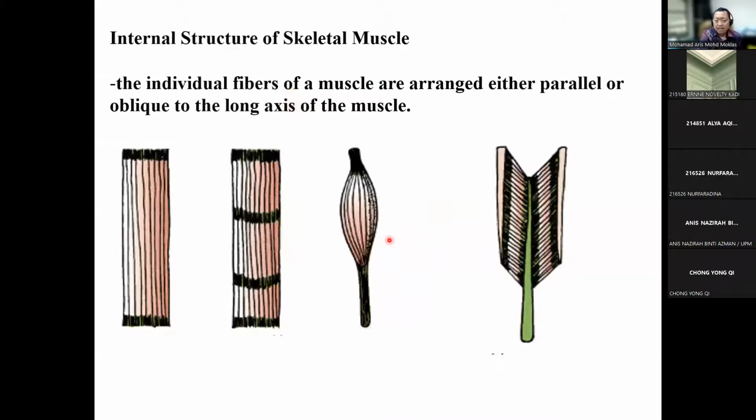Now, the internal structures of the skeletal muscles. The individual fibers of a muscle are arranged either parallel, so this is parallel, or oblique, this is oblique, to the long axis of the muscle. This is the long axis of the muscle, yeah? Okay.